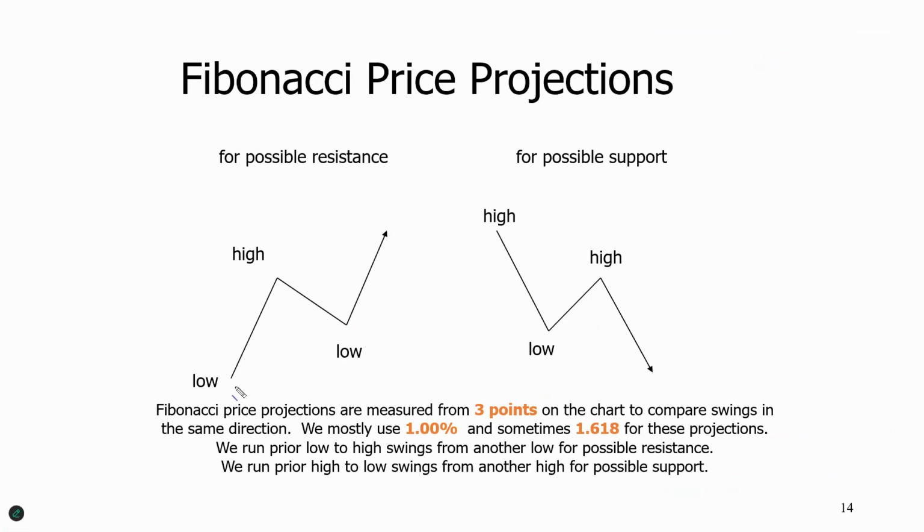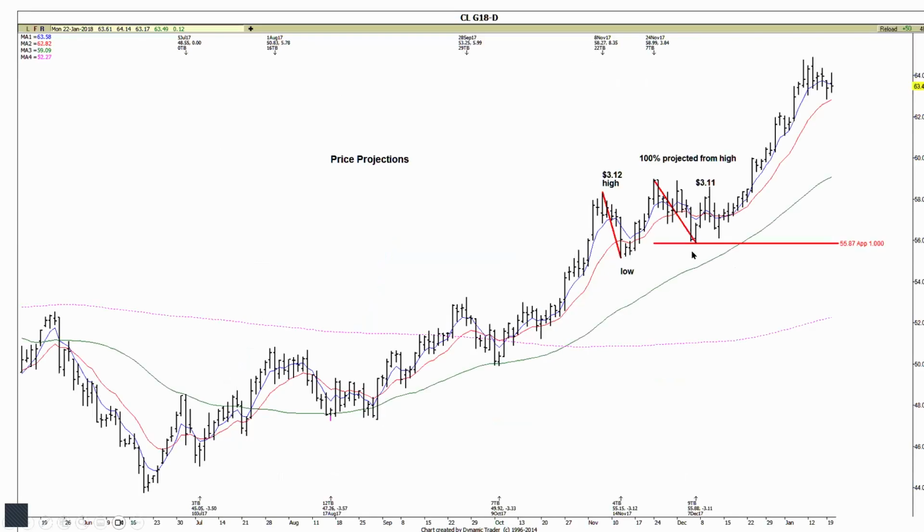So for example, I'm running a prior low to high swing, and then I will project from a secondary low to look for possible resistance. Now, I mostly use 100% or symmetry, which I will get into shortly, and sometimes 1.618 for these projections. Okay, now if you wanted to look for possible support, we'll take a prior high to low swing and project it from another high using those same ratios.